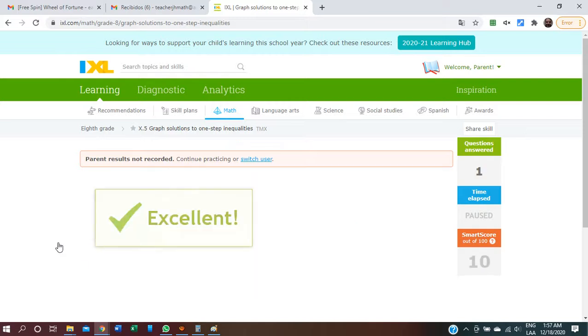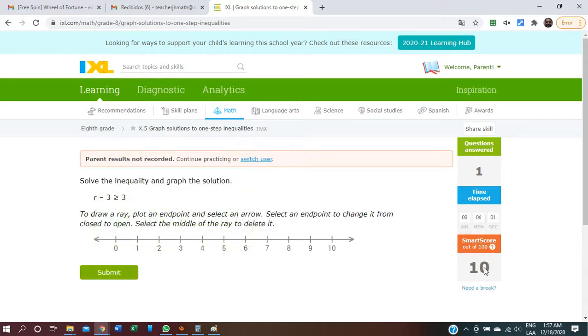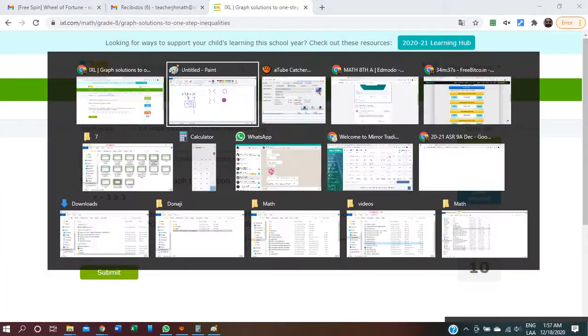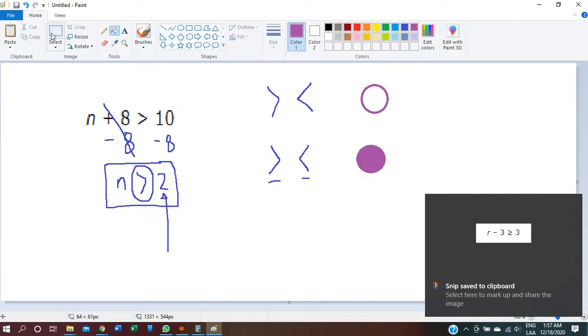Okay, so we submit our answer and it is excellent. 10 points, so you know what it means. Okay, now let's solve this one. And it's going to be faster because we already have some information.